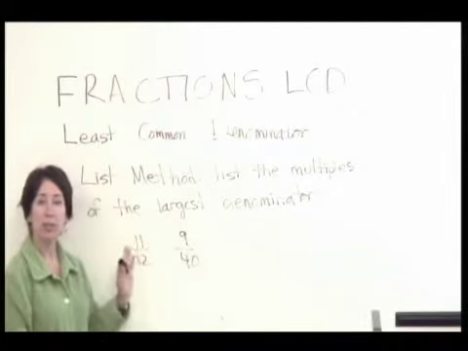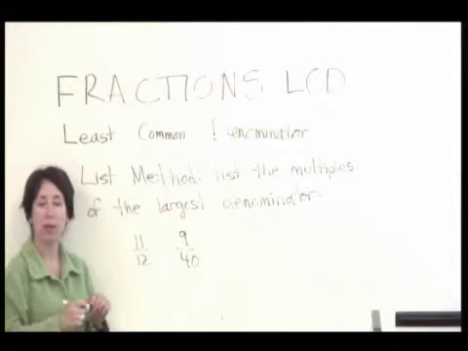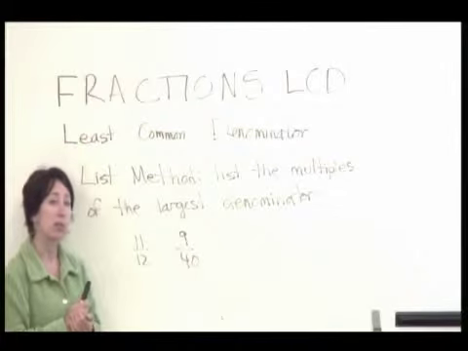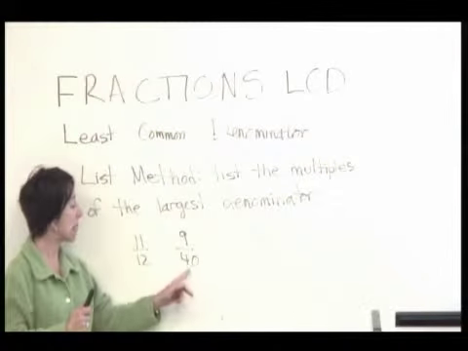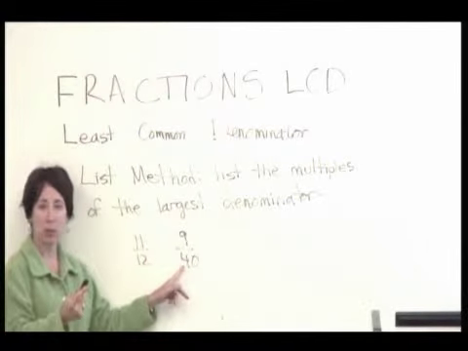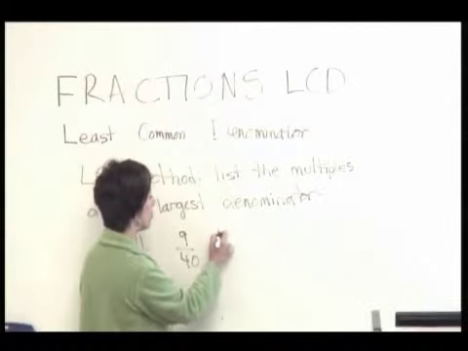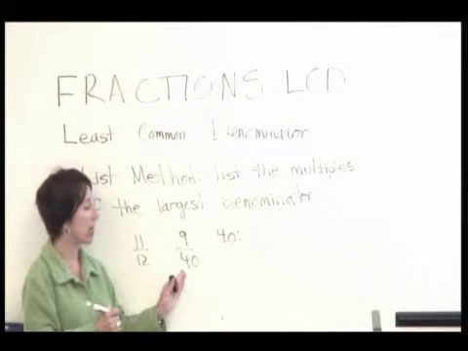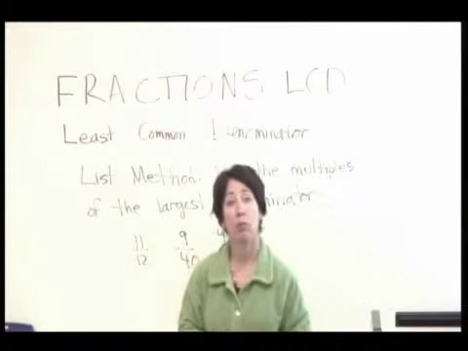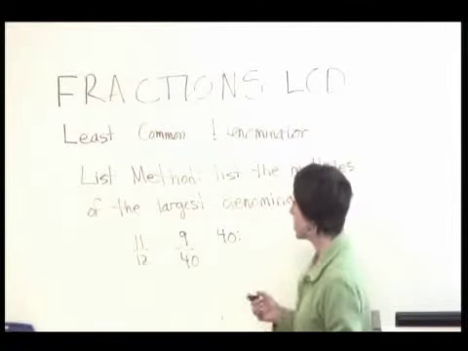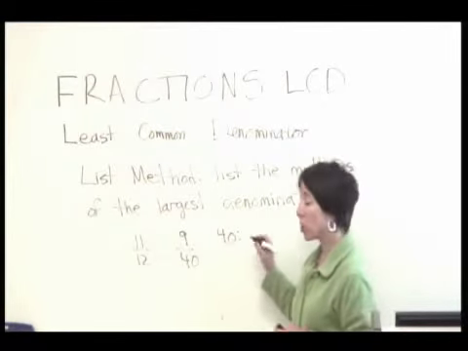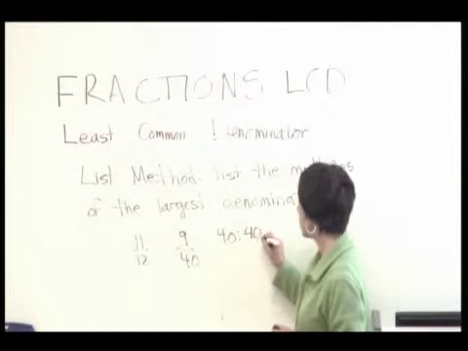So for example, let's look at these two fractions, 11/12 and 9/40. What's the least common denominator? What is the smallest number that both of these go into? So to write a list of multiples, we start with the largest number. That'll save us some time. And then we start writing out the multiples of that number. What's a multiple? Well, it's just this number multiplied by something else. So the number itself is always going to be the first one.